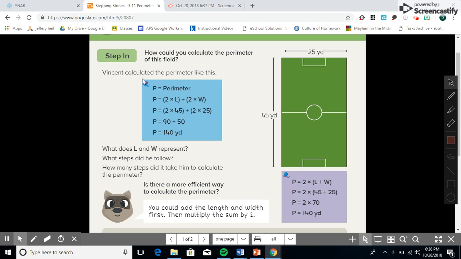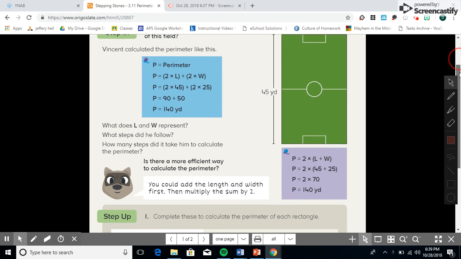It says Vincent calculated the perimeter like this. P equals perimeter. P equals 2 times length plus 2 times width. So 2 times 45 plus 2 times 25 equals 90 plus 50 equals 140.